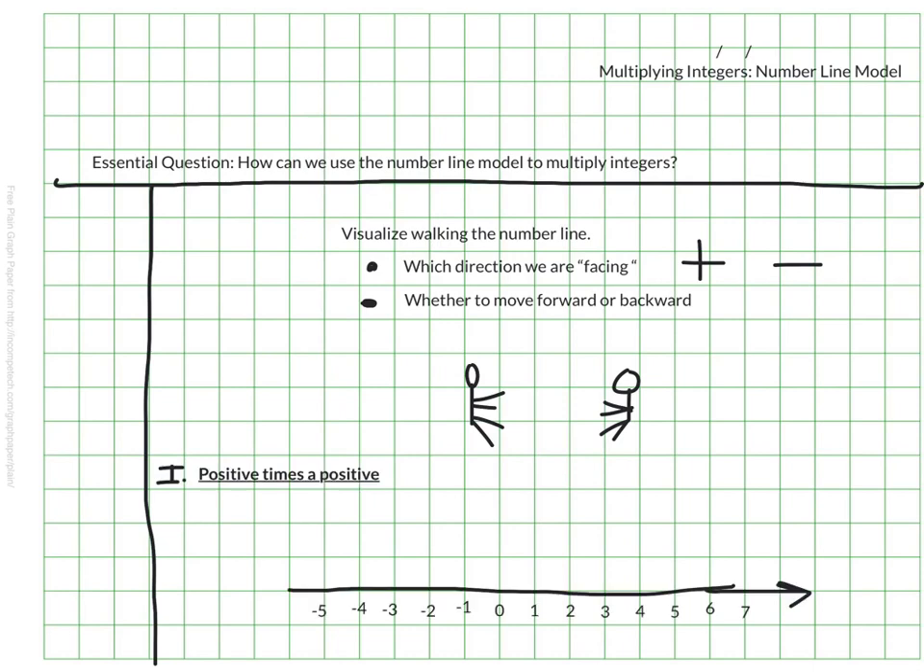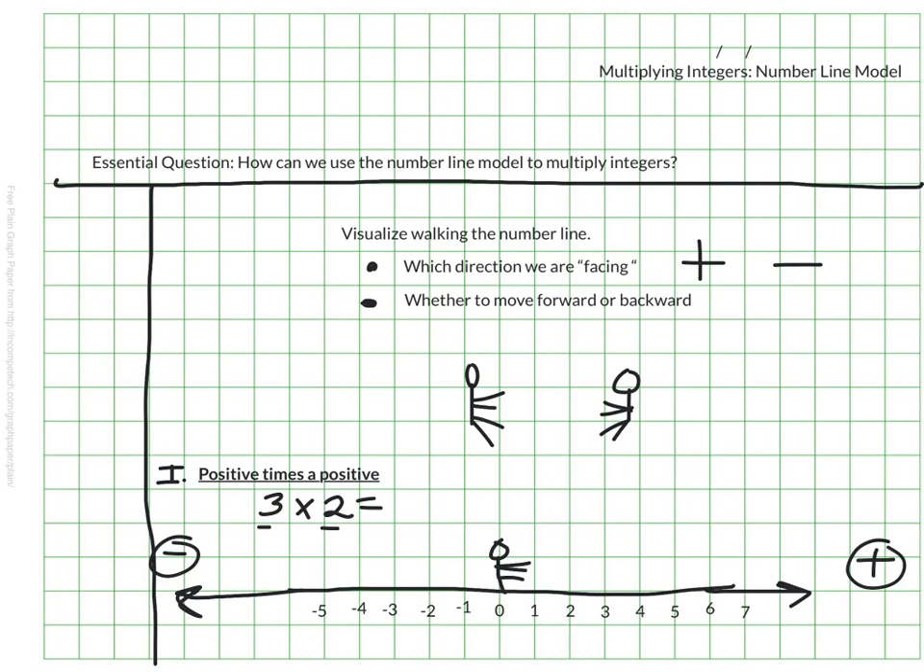So we'll start with the basics, a positive times a positive. We have the number sentence 3 times 2, right? And of course that means that we want 3 groups of 2. Our first integer is positive, which means our little person, or if we were on the number line, we would be facing the positive direction.